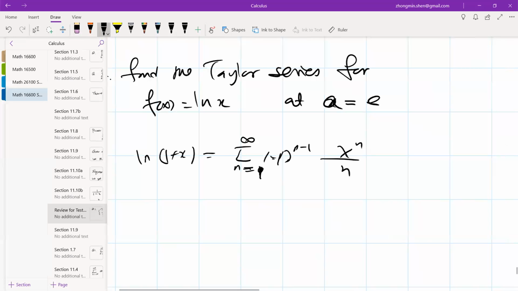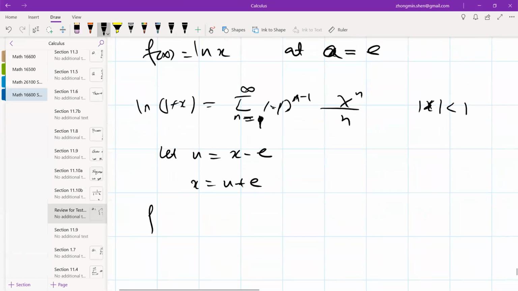So this is what we know. All right, then how can I use that? This is for x less than 1. When x equals -1, it's going to be 0, so it's not. Okay. Natural log of x is defined at e. So what we can do is let u be x minus e, right? So then x is u plus e. So let's put back. f of x is going to be natural log of u plus e.